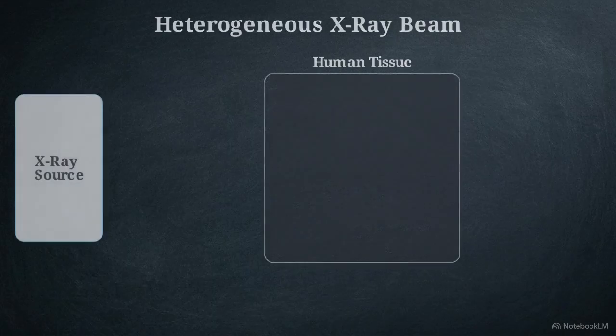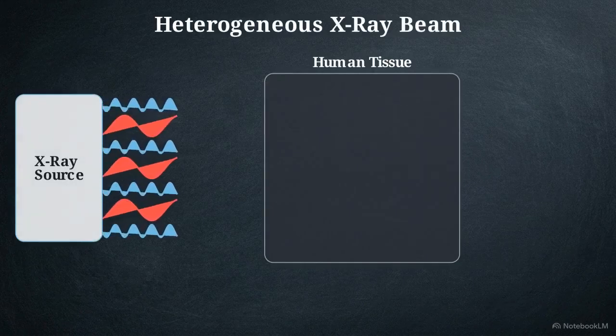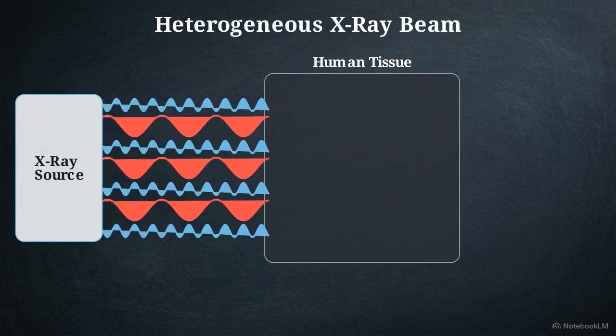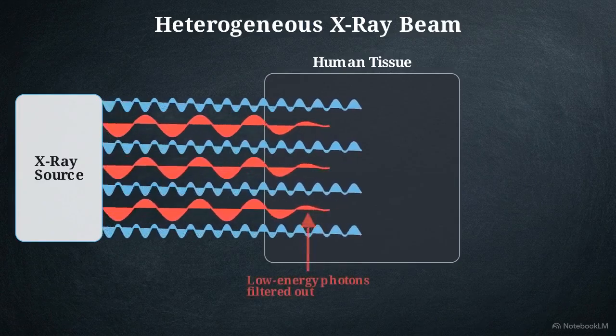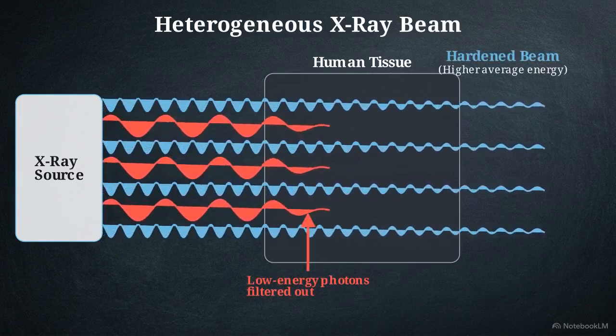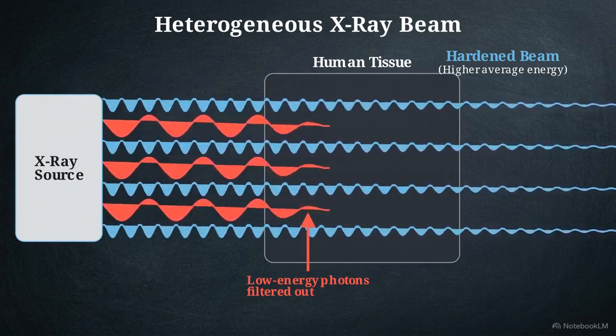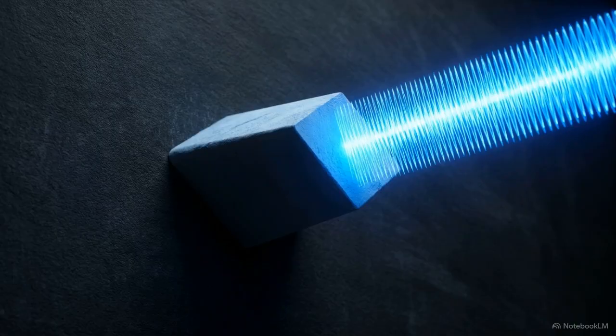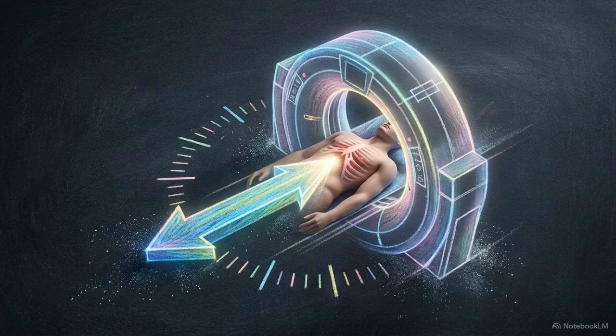In practice, X-ray tubes produce heterogeneous beams, containing a wide spectrum of photon energies. Because low-energy photons are preferentially absorbed early in the tissue, they are filtered out as the beam travels deeper. As the low-energy photons are stripped away, the average energy of the surviving beam increases. We call this process beam hardening. This hardening results in a longer half-value layer as the beam moves progressively deeper through the patient.